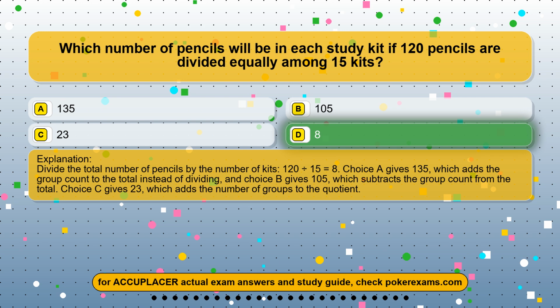Choice A gives 135, which adds the group count to the total instead of dividing, and choice B gives 105, which subtracts the group count from the total. Choice C gives 23, which adds the number of groups to the quotient.